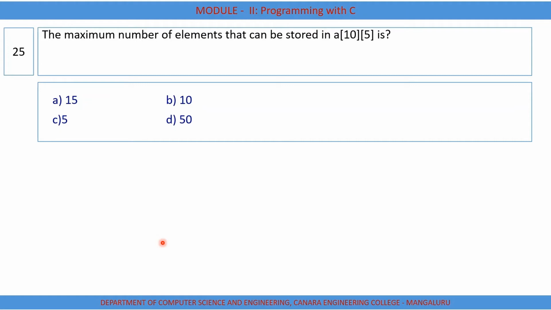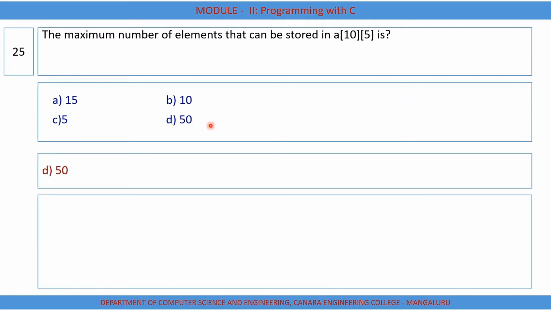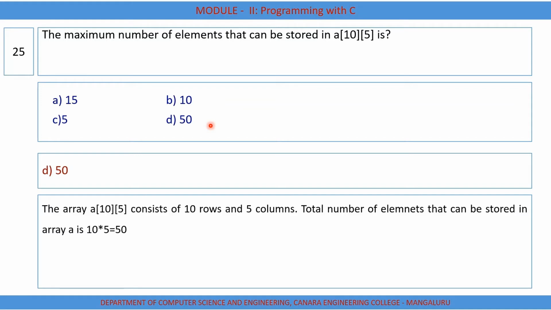Next, what is the maximum number of elements that can be stored in a two-dimensional array with the size I have given as 10 and 5? So it means 10 rows and 5 columns. What is the correct answer? A 15, B 10, C 5, D 50. The correct answer is D 50. That is 10 into 5, total 50 elements I can store in the two-dimensional array.